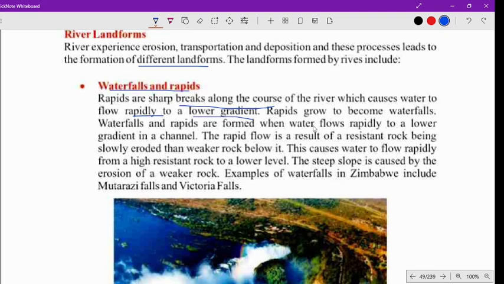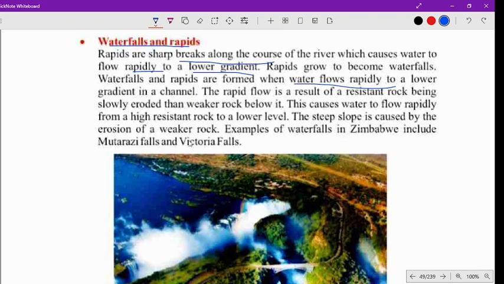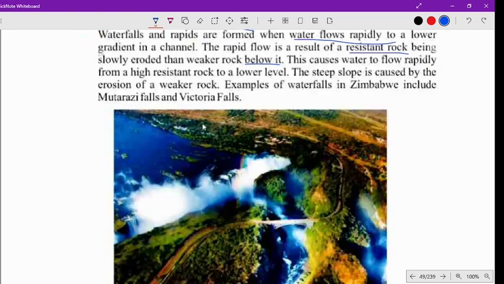Usually, rapids grow to become waterfalls. Waterfalls and rapids are formed when water flows rapidly to a lower gradient in a channel. The rapid flow is a result of a resistant rock being eroded more slowly than a weaker rock just below it. This causes water to flow rapidly from a high resistant rock to a lower level. The steep slope is caused by the erosion of a weaker rock. Examples of waterfalls in Zimbabwe include the Mutarazi Falls and Victoria Falls.